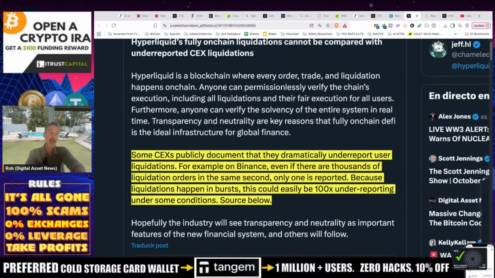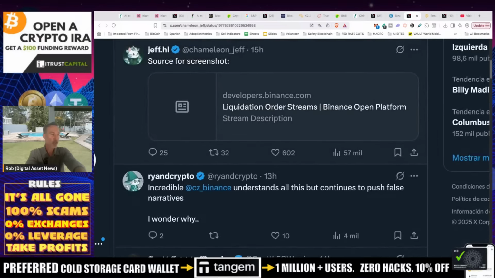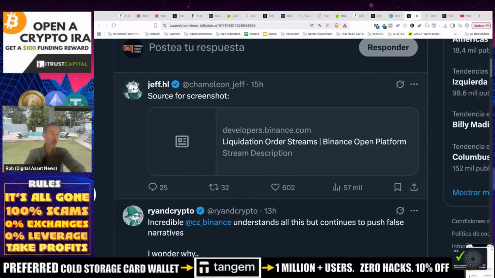And he states this: some centralized exchanges publicly document that they dramatically underreport user liquidations. For example, on Binance, even if there are thousands of liquidation orders in the same second, only one is reported because liquidations happen in bursts. This could easily be a 100x underreporting under some conditions, source below, and he even gives an actual source. So I don't know how much liquidations were done yesterday. The number is 20 billion, but apparently it could be even as high as 40 billion, or gosh, even higher than that, I think.